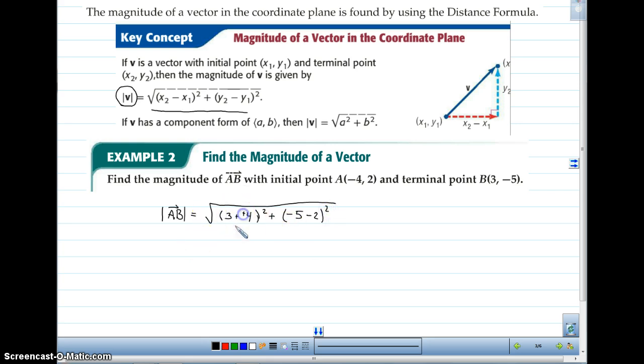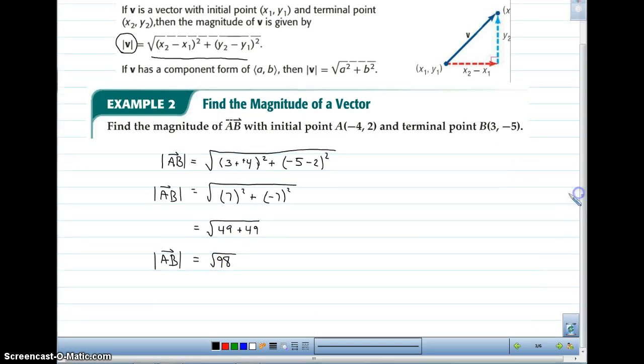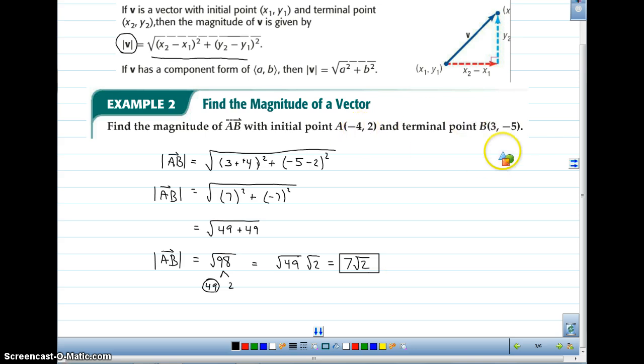So let's see, subtracting a negative, that's adding the opposite, so we get that the magnitude is going to be 7 squared plus -7 squared. So we get 49 plus 49. 49 plus 49 is 98, so our magnitude is equal to the square root of 98. And we should probably see if we can reduce this radical. To reduce a radical, just try to think of perfect squares that will divide into it. This is divisible by 2. And look, 49 is a perfect square, so we should probably rewrite this as the square root of 49 times the square root of 2, which is 7 square roots of 2. That's the magnitude, or the length, of a vector that goes from -4, 2 to 3, -5.